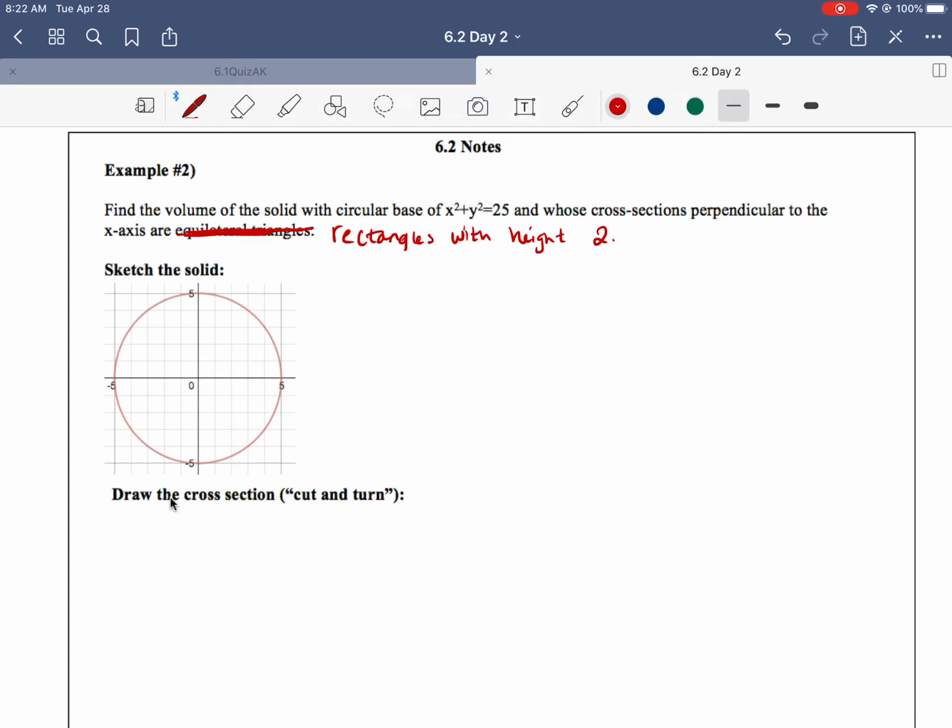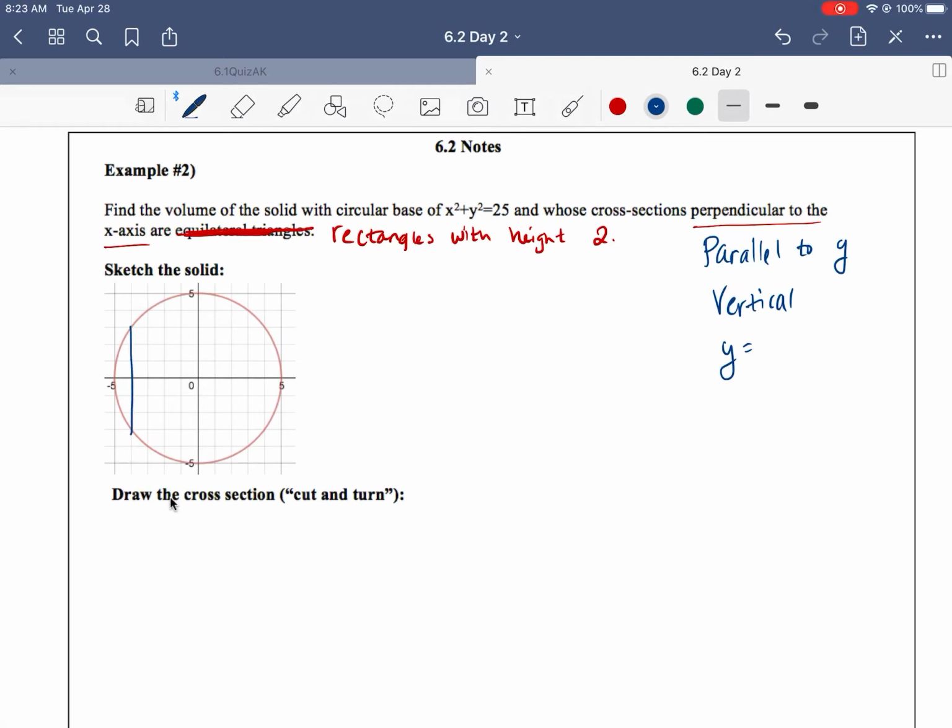So the first example for today. Find the volume of the solid with circular base of x squared plus y squared equals 25, so the picture's given, and the cross sections perpendicular to x-axis, which translates to parallel to y, which would be vertical, which would be y equals values. Okay? And these cross sections are rectangles with a height of 2.